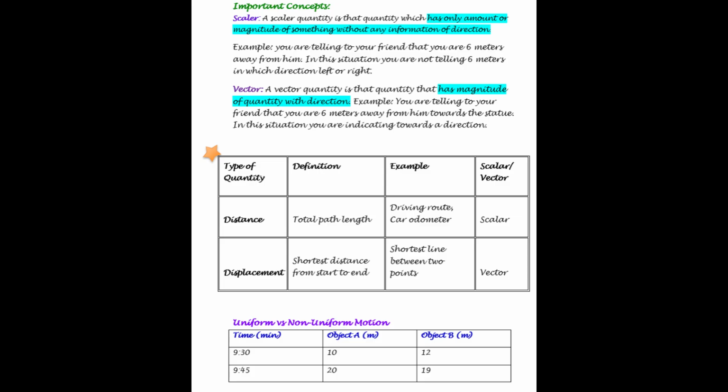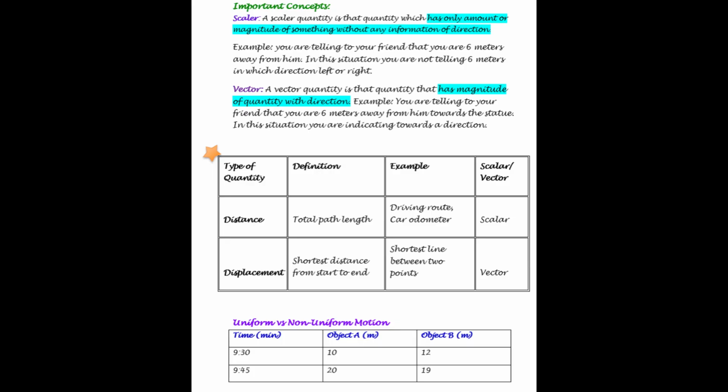Scalar and vector quantities. To describe motion, we use two types of quantities. Scalars, which have only magnitude. Examples are distance, speed, and time. Vectors, which have both magnitude and direction. Examples are displacement, velocity, and acceleration. If you say, "I am 6 meters away," it is scalar. If you say, "I am 6 meters away towards the park," it is vector.